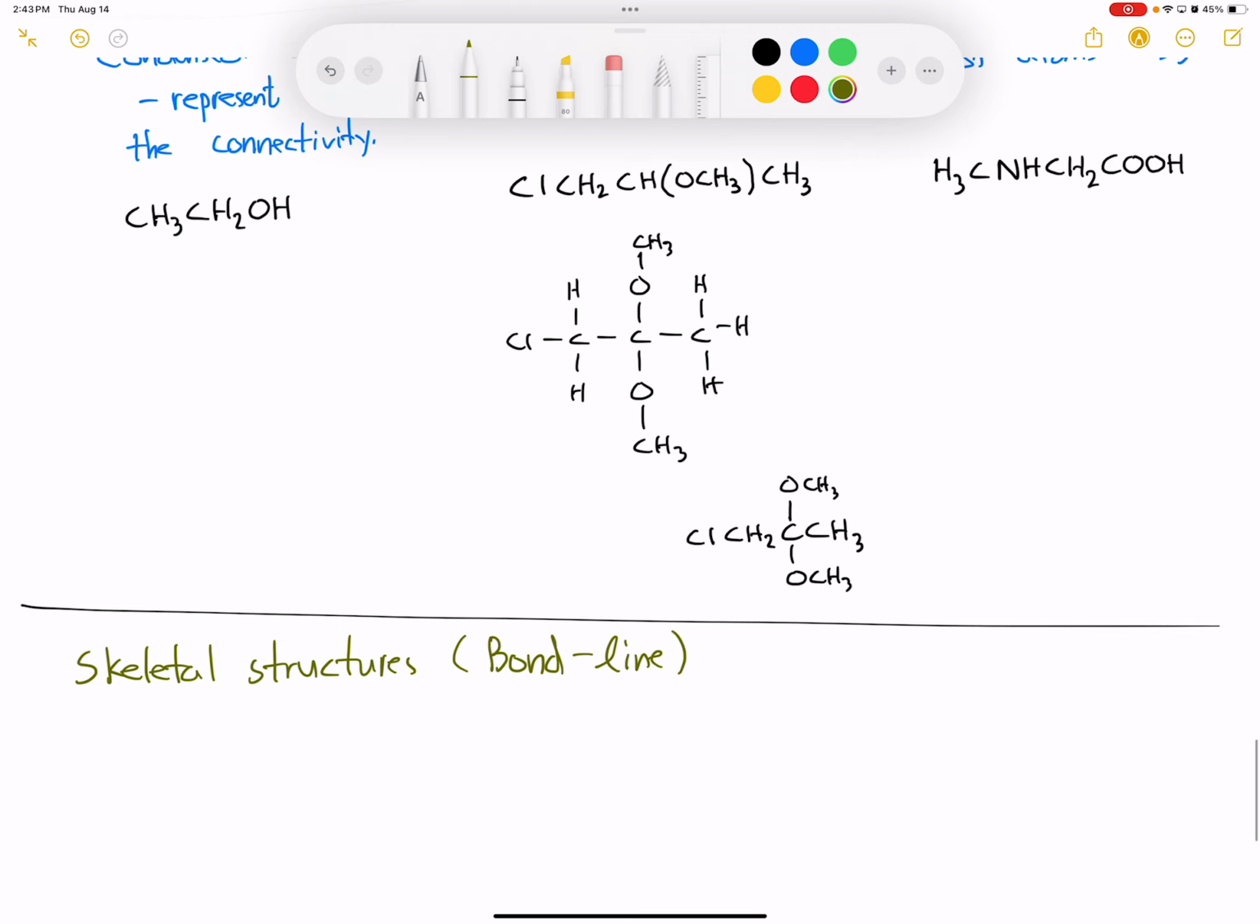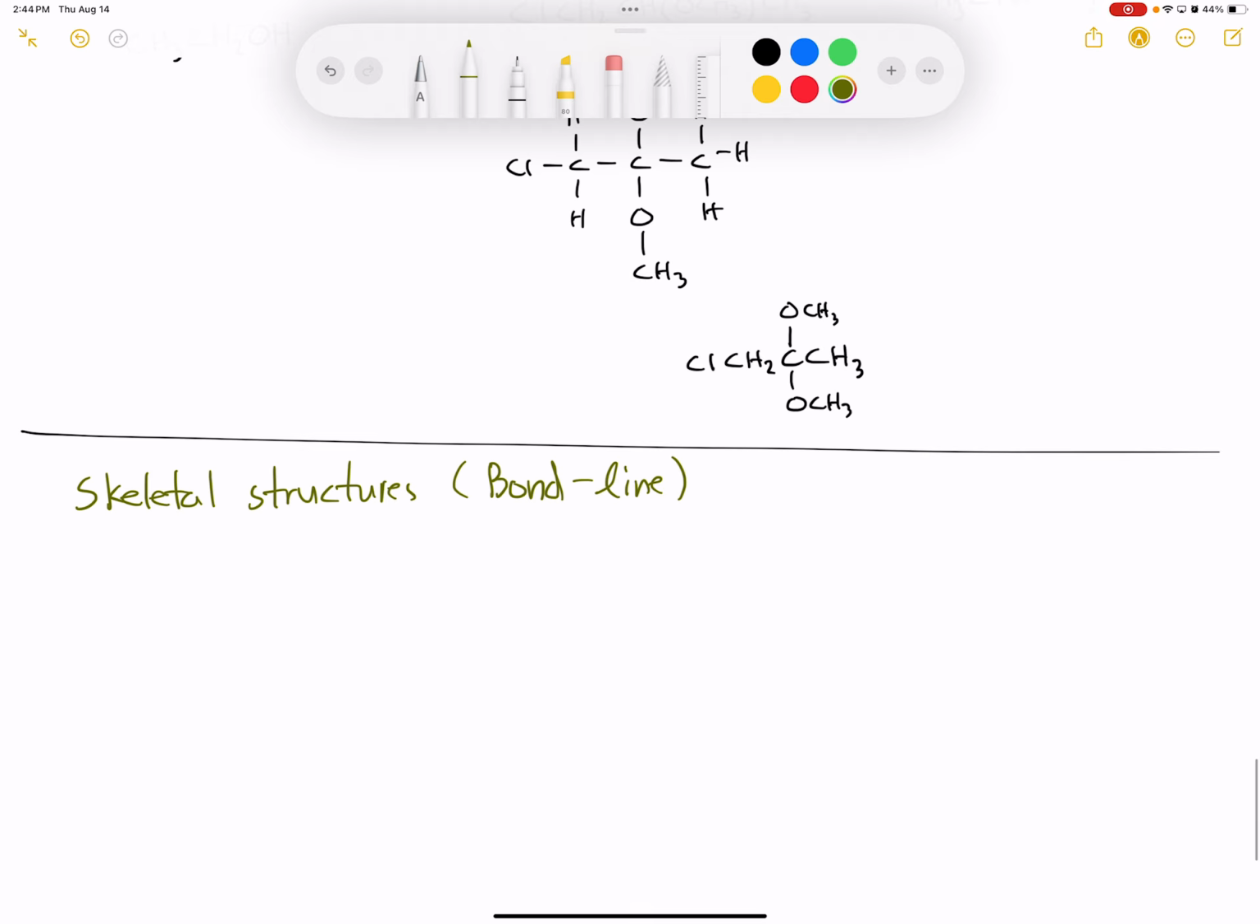So if we go back, let's use this as our template here, ethanol. All right, how would I represent that as a skeletal structure? So bond line, let me just, so someone has it? Boom, boom.